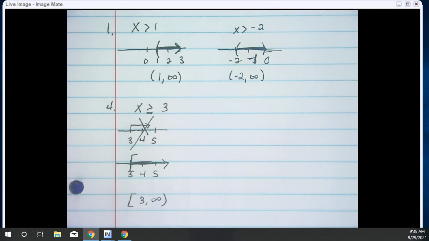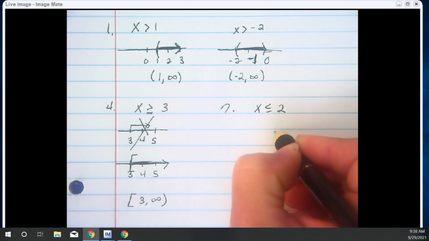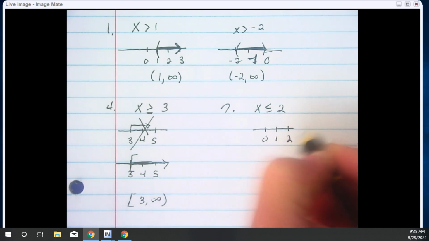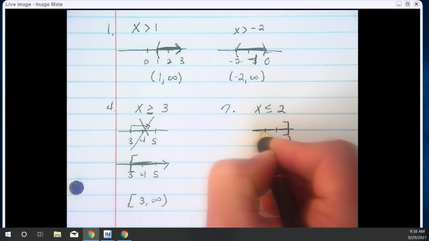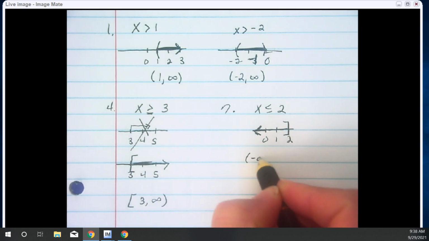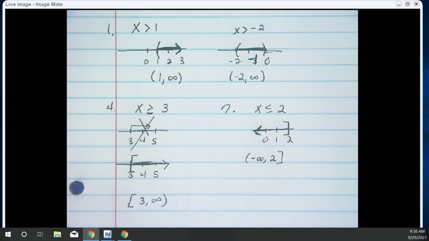Let's do a less than problem. X is less than or equal to 2. Number line 0, 1, 2. The bracket is pointed the direction that you're going. The numbers less than on the number line are to the left. So what is the smallest number left? Negative infinity to 2, bracket. Okay? Any problems with that?